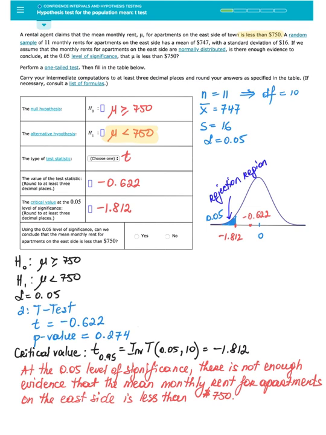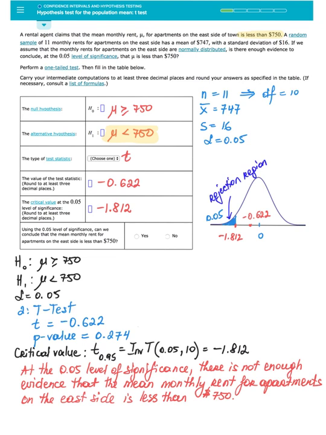Perform a one-tailed test, then fill in the table below. Carry your intermediate computations to at least 3 decimal places and round your answers as specified in the table. First of all, let's quickly identify the information we are provided. We know the sample size is 11, sample mean is 747, sample standard deviation is 16, and alpha is 0.05. From the sample size 11, we can find degrees of freedom by using the formula n minus 1. Anytime you have degrees of freedom, you just subtract 1 from the sample size to get that quantity. So in this case, it is 10.